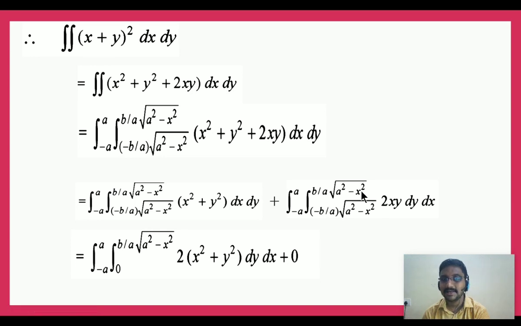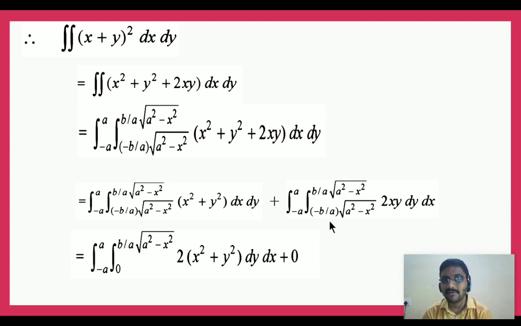For an odd function, if the limits are like this, then the integral value becomes 0. We have a very important definite integral formula: the integral from minus a to a of f of x dx is equal to 2 times the integral from 0 to a of f of x dx whenever f of x is an even function, and the result is 0 whenever f of x is an odd function.